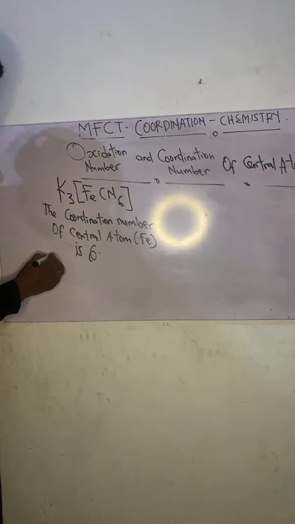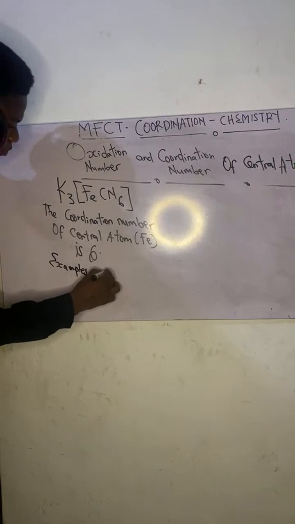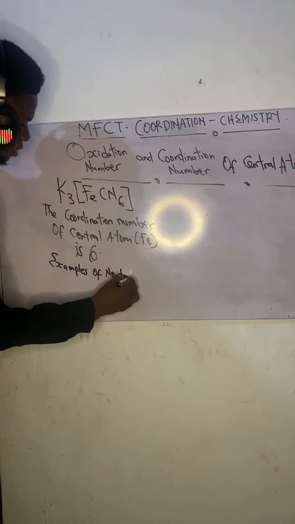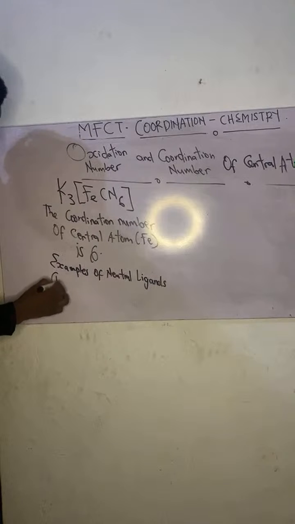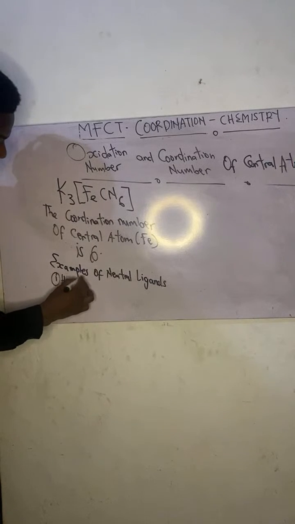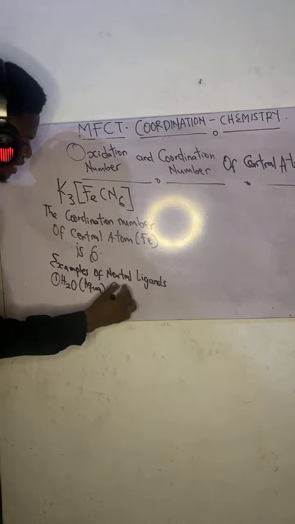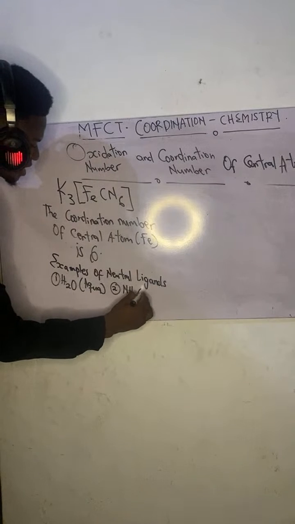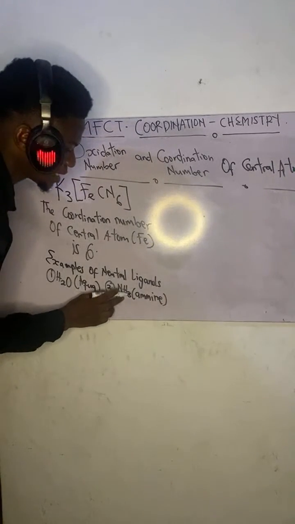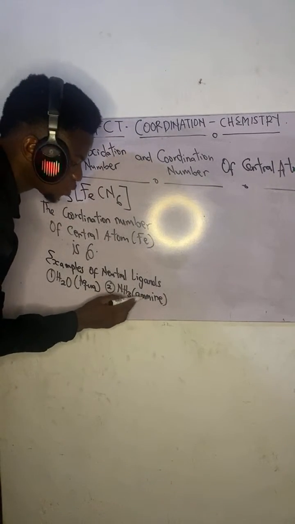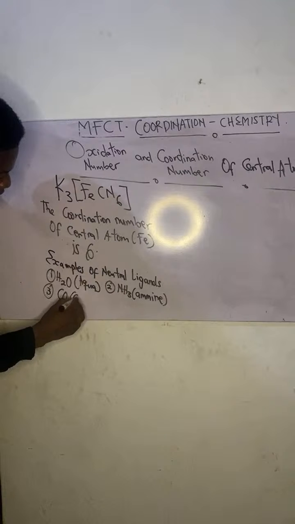let me write it in. Examples of neutral ligands. Number 1 is H2O. The ligand name is aqua. Number 2 is NH3. The ligand name is amine. And note, please, the ligand name of this NH3, which is amine, is spelled with a double N. We also have CO. The ligand name is carbonyl.